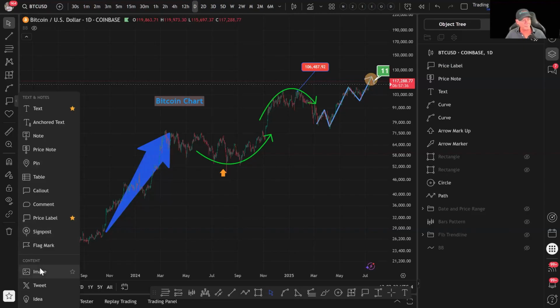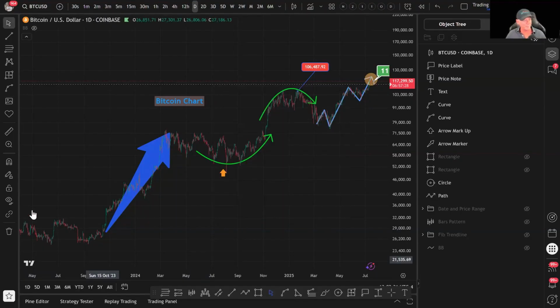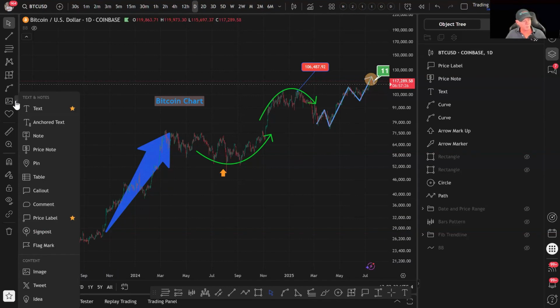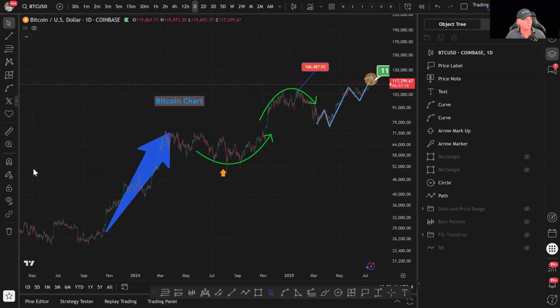Yeah, you can copy paste images in here using Control C and Control V. If you want to put an image from your computer, you can upload it that way. Lots of different features in here to your heart's content. You can even tweet this idea. Well, look at that. That might be new. Insert a link to the tweet. I've never used that, and good to know.